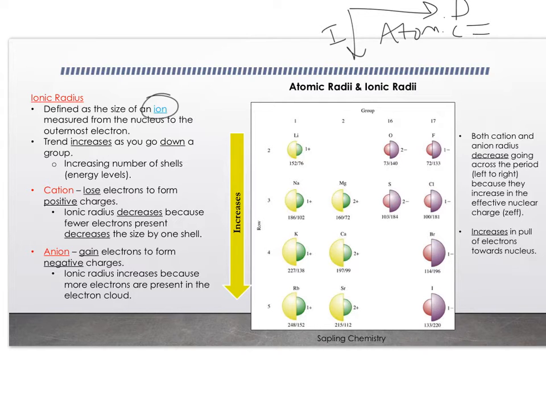So the atomic trend is going to be equivalent to the ionic radius trend. They are the exact same, in that they increase going down and they're going to decrease going from left to right.